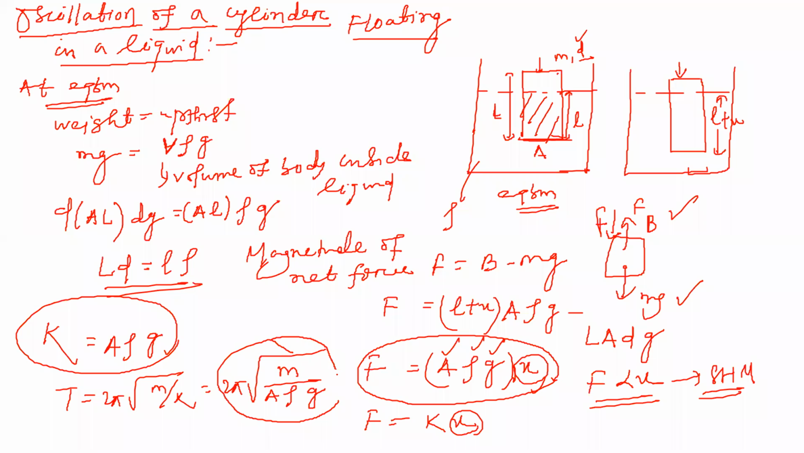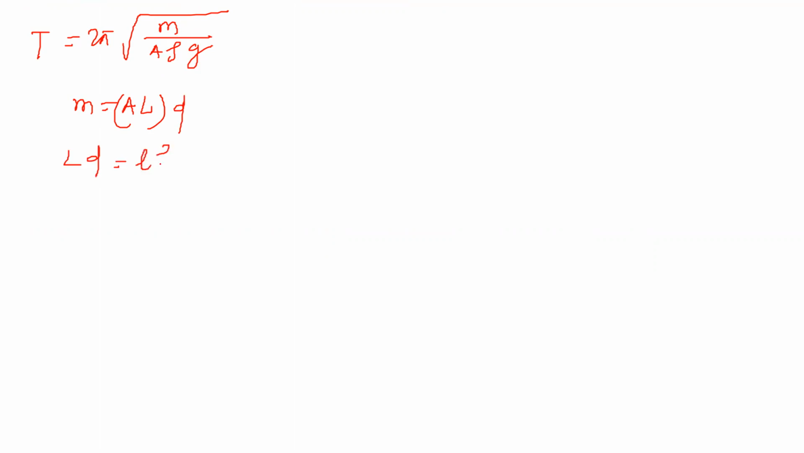Okay. Let's see. T is equal to 2 pi root M by A rho G. Let's see how it is becoming. So in the previous slide, you got T is equal to 2 pi root under how much? M by A rho G. Yes or no? So that is, you know, student, mass is equal to how much? Area into length, total body का, into D. And already we have got LD is equal to how much? Small l into rho. So in place of LD, you can write rho L. So you can again replace it.